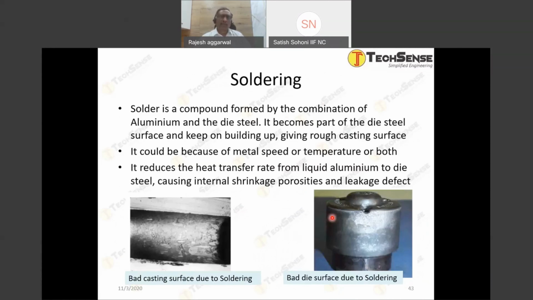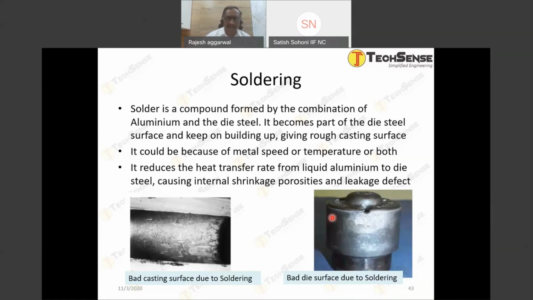Soldering. Soldering is a compound formed by the combination of aluminum and the die steel. It becomes part of the die steel surface and keeps on building up, giving a rough casting surface. It could be because of the metal speed or the temperature or both. It reduces the heat transfer rate from liquid aluminum to the die steel, causing internal shrinkage porosities as well as the leakage defect.